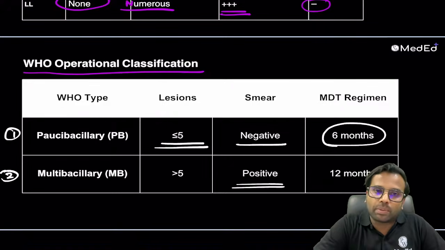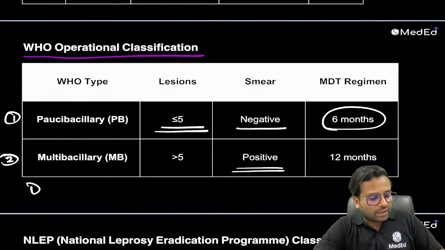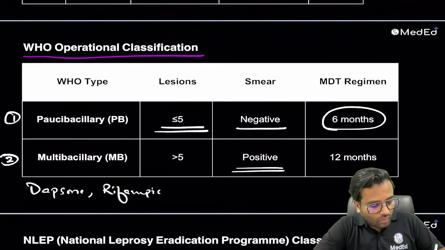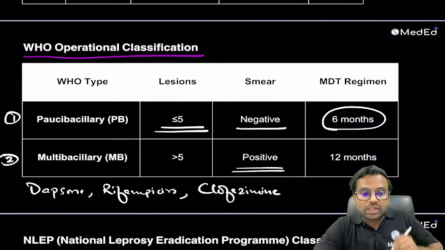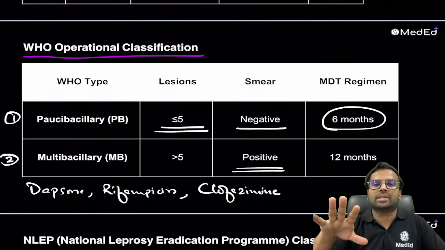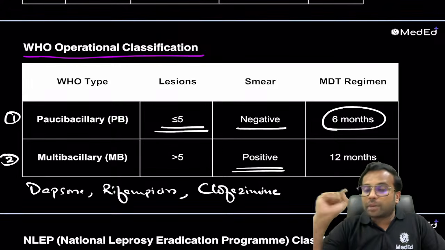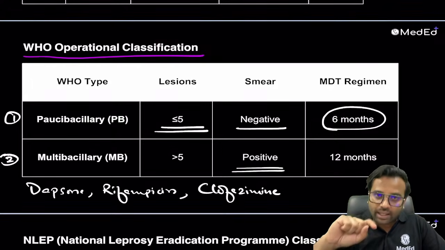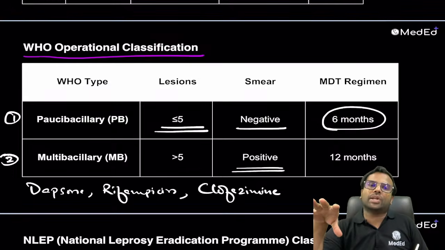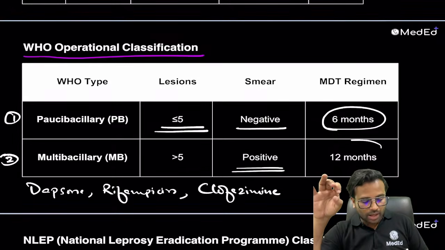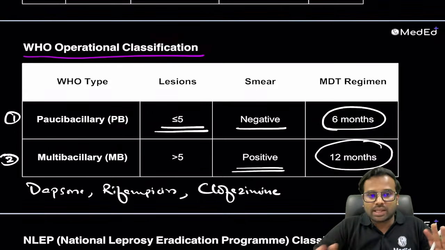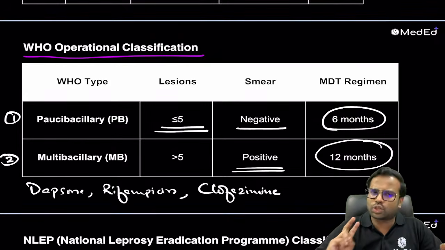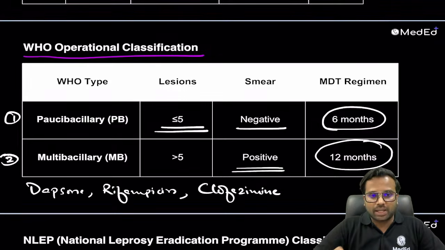ये जो multi-drug therapy होते हैं, so multi-drug therapy is done with 3 drugs, that is dapsone, rifampicin, and clofazimine. So this multi-drug therapy can be given for 6 months if the patient is paucibacillary. अगर patient is going to be multibacillary, then you're going to give the treatment with the same medicines, dapsone, rifampicin, clofazimine, but for a period of 12 months. So that is basically the difference in WHO classification. Just two types, paucibacillary and multibacillary.